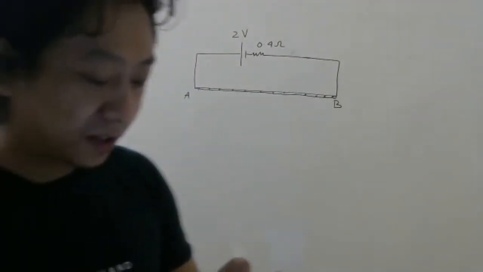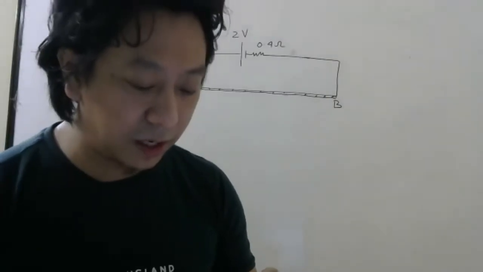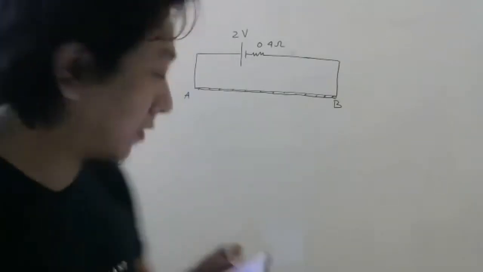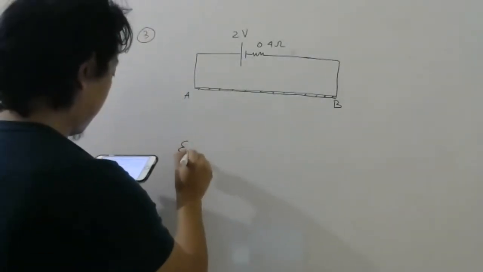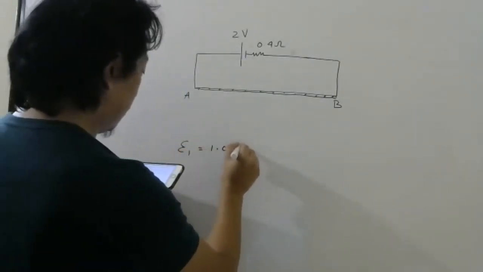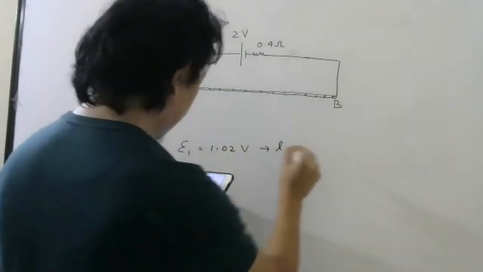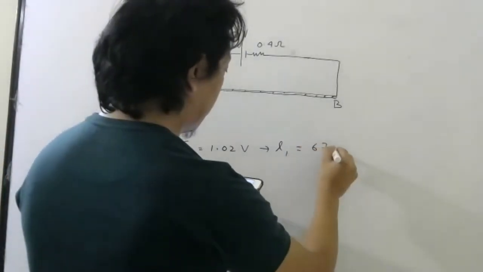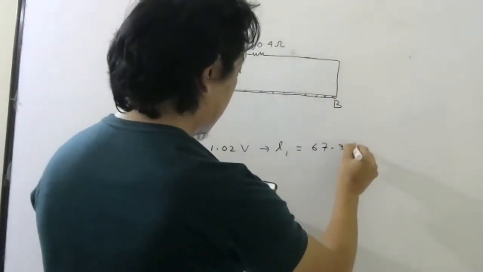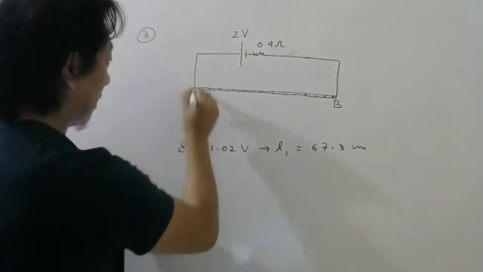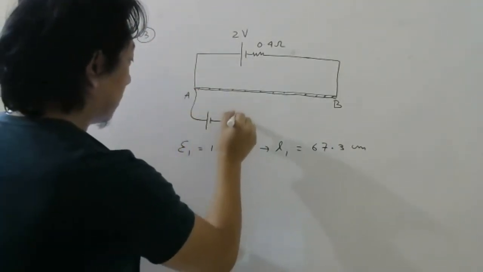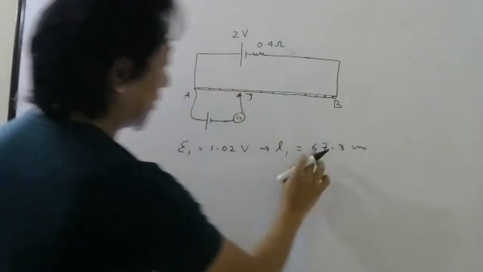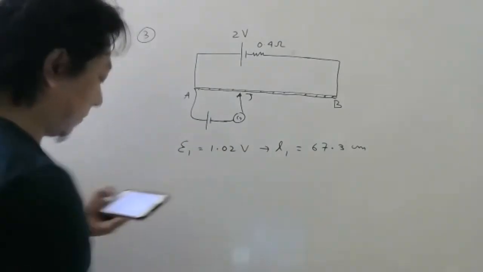Now, a standard cell which maintains a constant EMF of 1.02 volt gives a balance point. So, EMF of 1.02 volt gives balance length of 67.3 centimeter. That is, if you connect this cell here and you move the jockey here, the balance length is 67.3 with this battery.